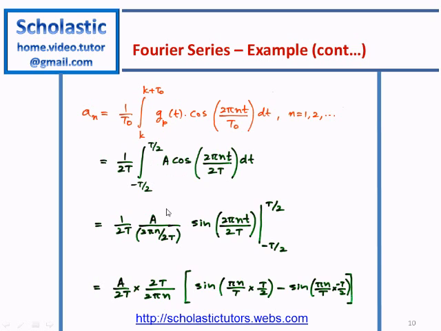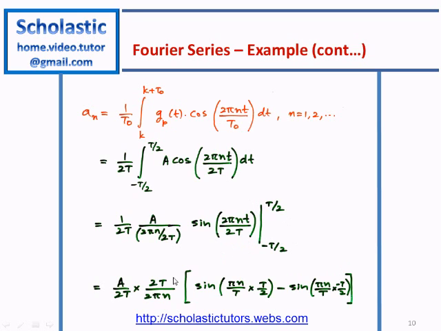And now we integrate. A is a constant. cos(2 pi n t over 2T) is like cos(alpha t). When you integrate cos(alpha t) dt, it will become sine(alpha t) over alpha. So alpha is equal to 2 pi n over 2T. You substitute it here: A over 2 pi n over 2T, and cos will become sine, and the limits are minus T by 2 to plus T by 2.